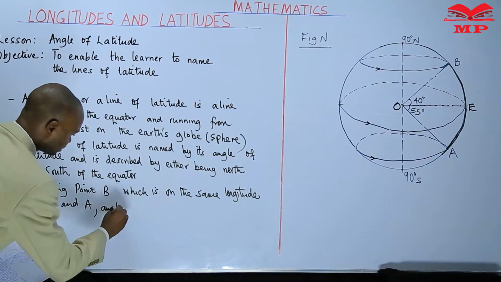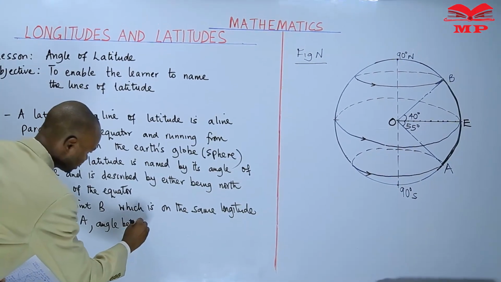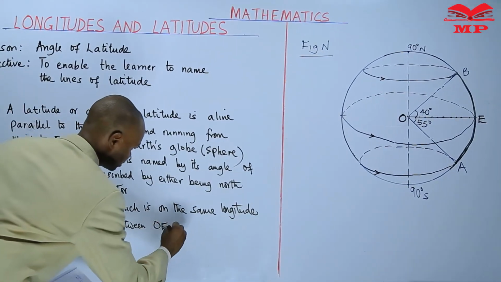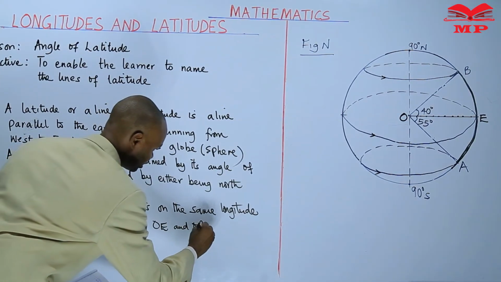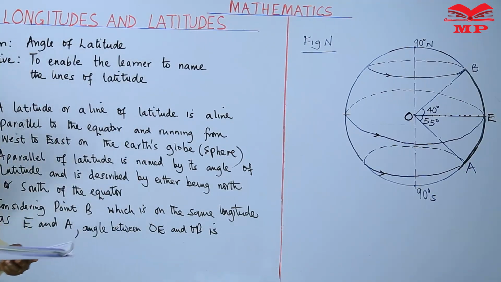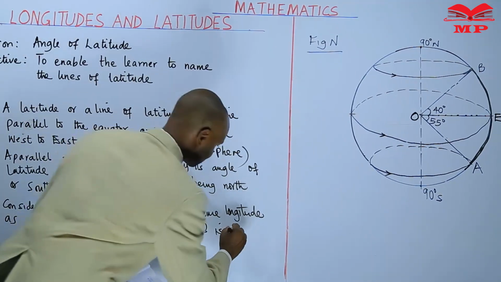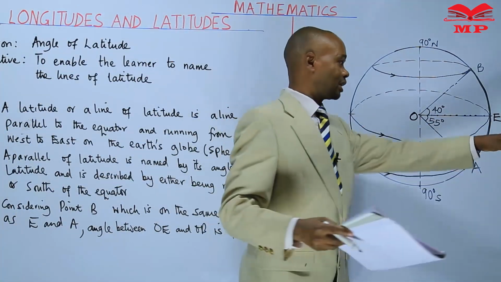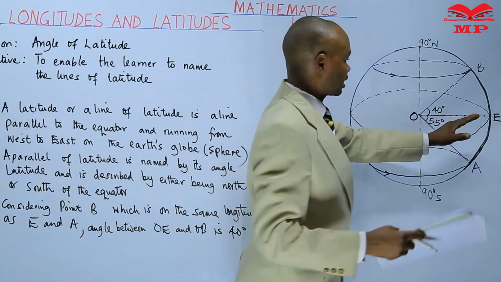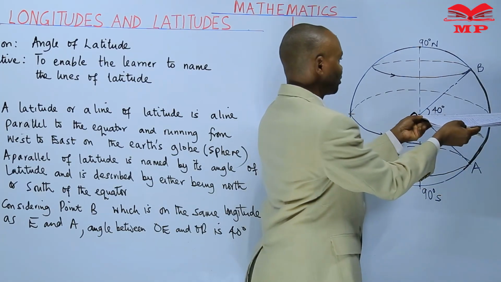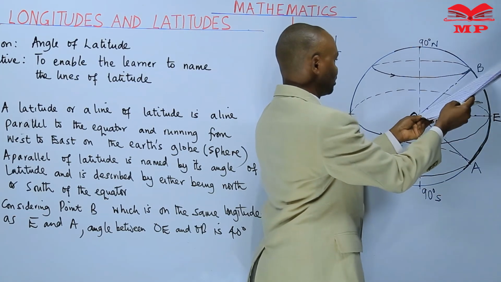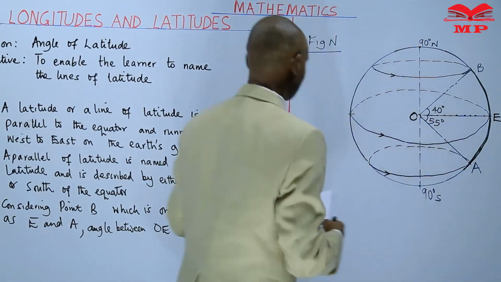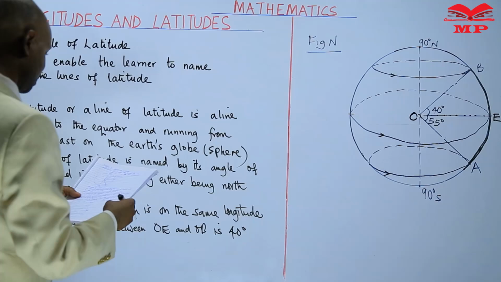The angle between OE and OB is 40 degrees. As I said, the reference is the equator, the plane of the equator. That's where you measure that angle. It will either be north or you will measure south. So the equator is the reference point.